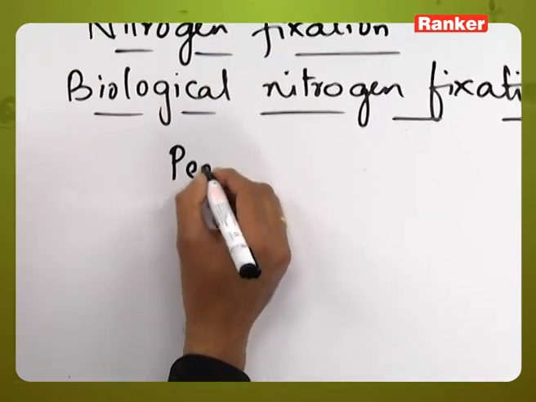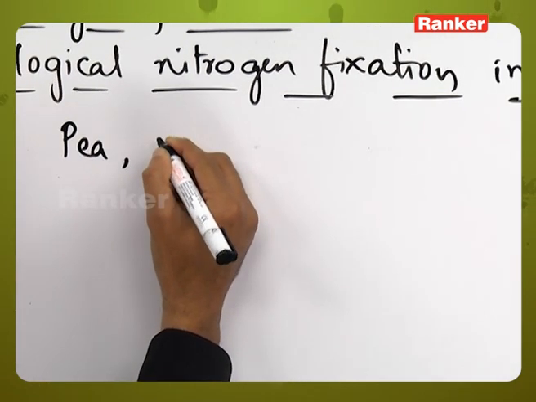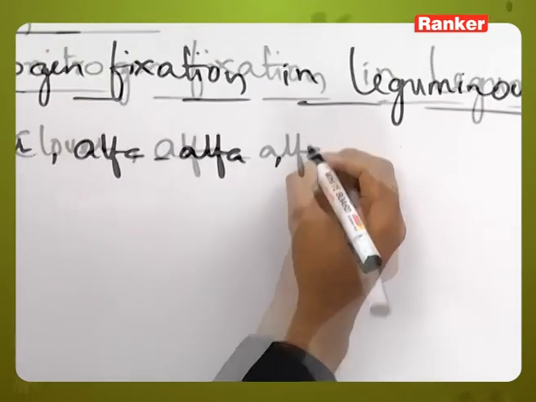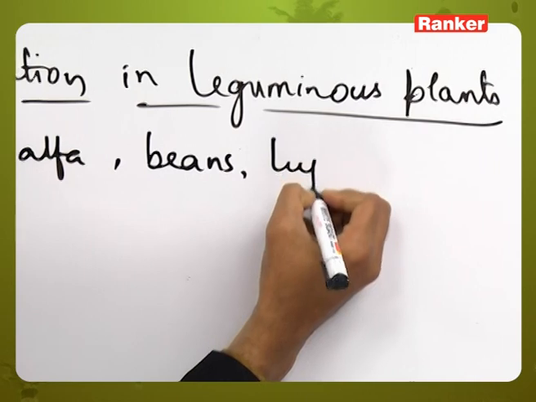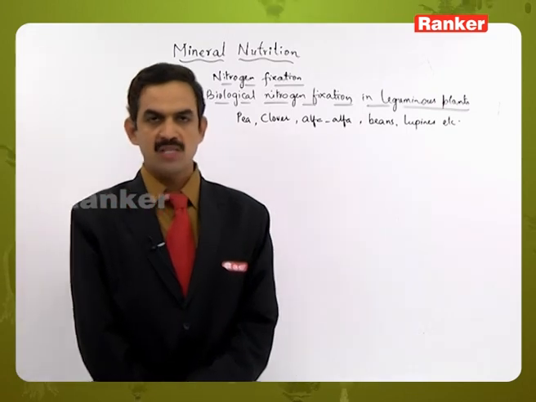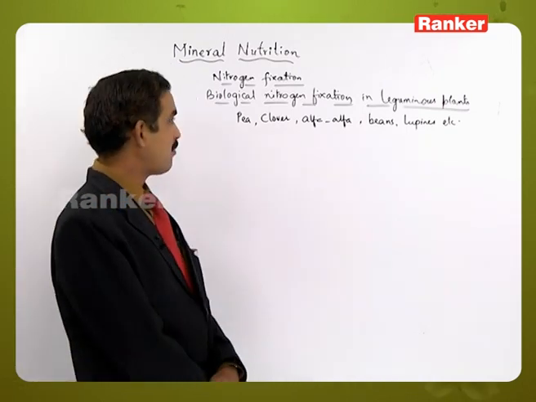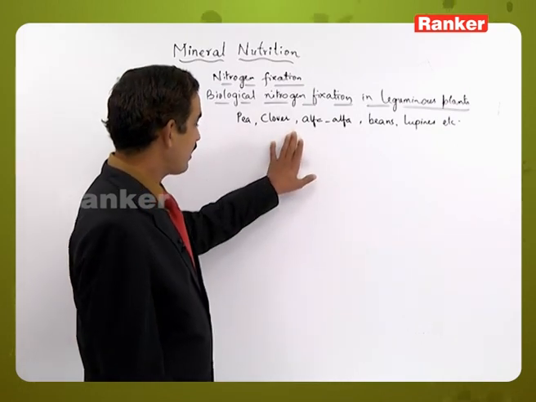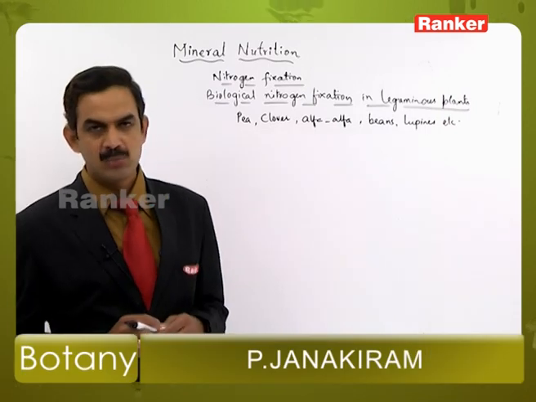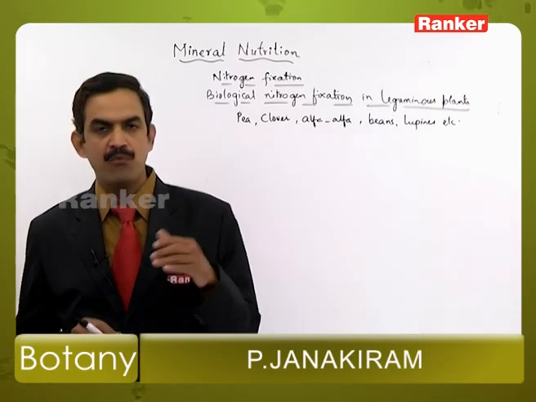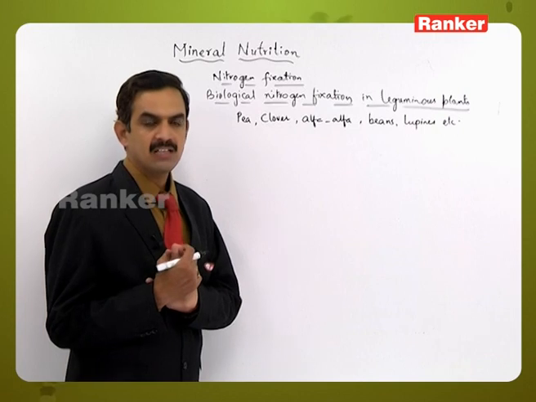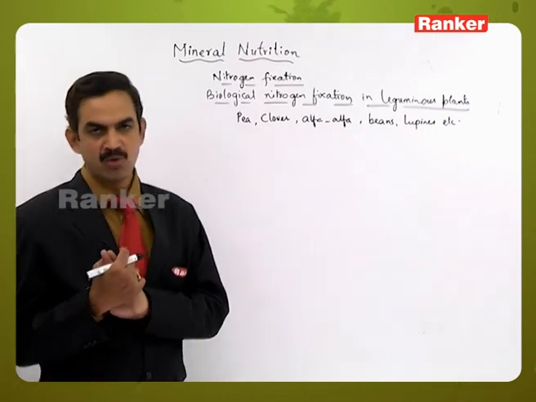So such as pea, clover, alfalfa plant, beans, lupinus, etc. These are some of the plants which have the ability to form the symbiotic association and helping the biological nitrogen fixation. These are forming the symbiotic association with different types of prokaryotic organisms like bacteria, and they form special structures. In that process, what they will do is they will convert the molecular nitrogen into the available form of nitrogen, that may be nitrate or ammonium molecules.